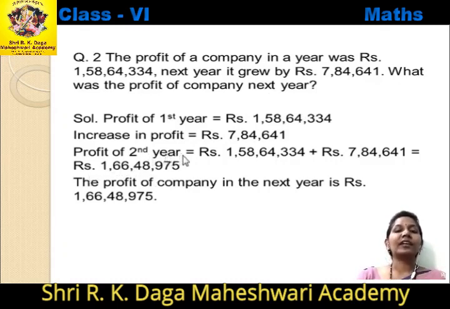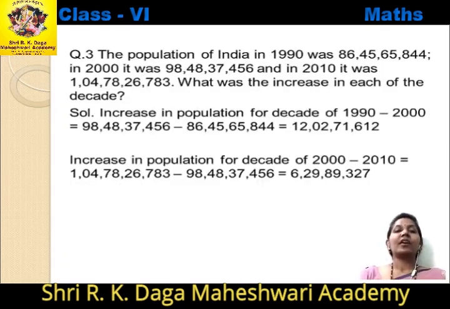So profit of second year is equal to profit of first year plus increase in profit. When we add these two numbers, we will get the answer 1,66,48,975. So the profit of company in the next year is rupees 1,66,48,975.